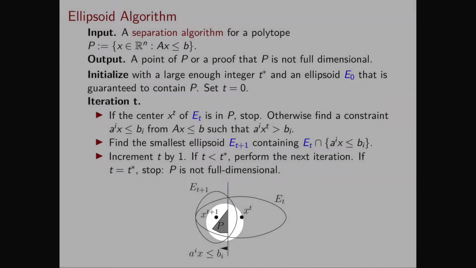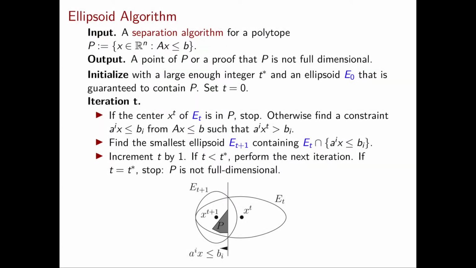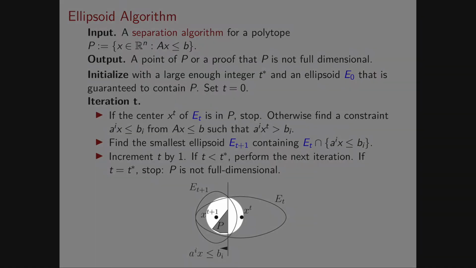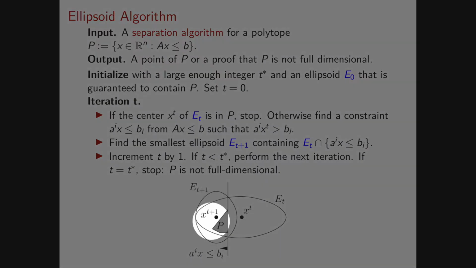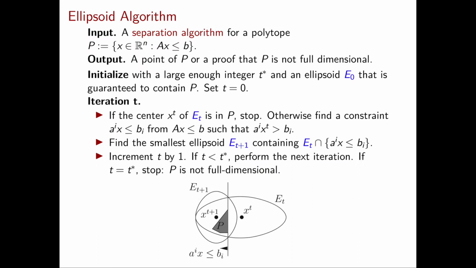In this case, as you can see, this is a facet defining inequality of P, but it doesn't have to be. It can be just any inequality valid for P and not valid for xt. Next, we find a new ellipsoid, E_{t+1}, which contains E_t intersected with the new inequality. In the picture below, the new ellipsoid is this one on the left, and as you can see, it contains the old ellipsoid intersected with the new inequality. Clearly, this new ellipsoid still contains our polyhedron P. And at this point, we're essentially done with our iteration.